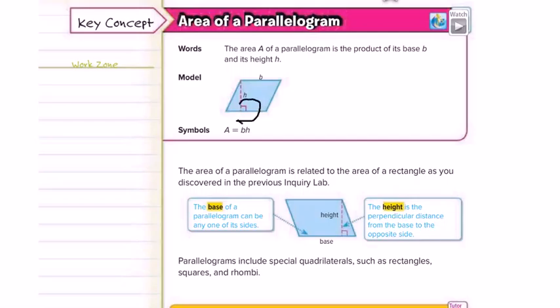So often you'll see it on the inside of a parallelogram like this, or you would see it also on the outside like this, where they kind of extend it and make that right angle. So you can kind of see it in both areas.